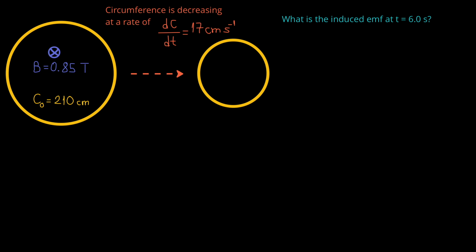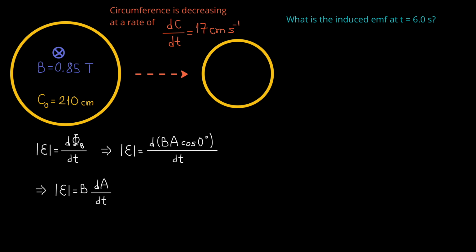The question is, what is the value of the induced EMF at t equals 6 seconds, meaning 6 seconds after the circumference of the loop has started decreasing. Let's apply Faraday's law. The magnitude of the EMF is equal to the time derivative of the magnetic flux, being equal to B times A times cosine 0. B is the uniform magnetic field magnitude. A is the area of the circular loop.